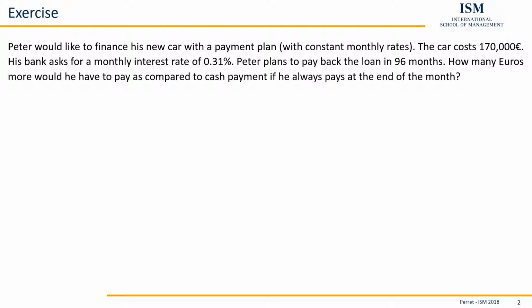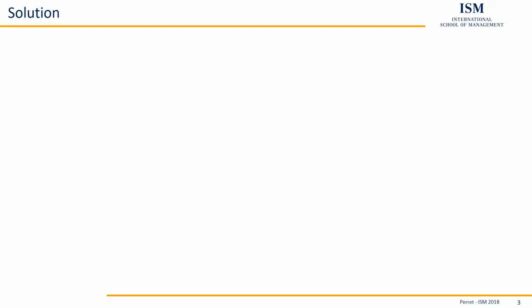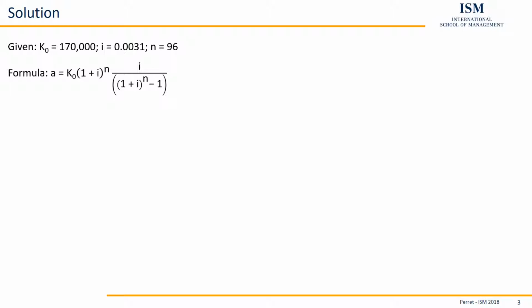So we compare two things here, cash payment, 170,000 euros, and the overall payments he has to do if we sum up what he has to pay for all the 96 months. So first we need to find out what he actually pays each month. And something like this can be found out, here we just take note of the information, with the following formula, which gives us the monthly annuity. So the rate he has to pay each month to pay back this loan.